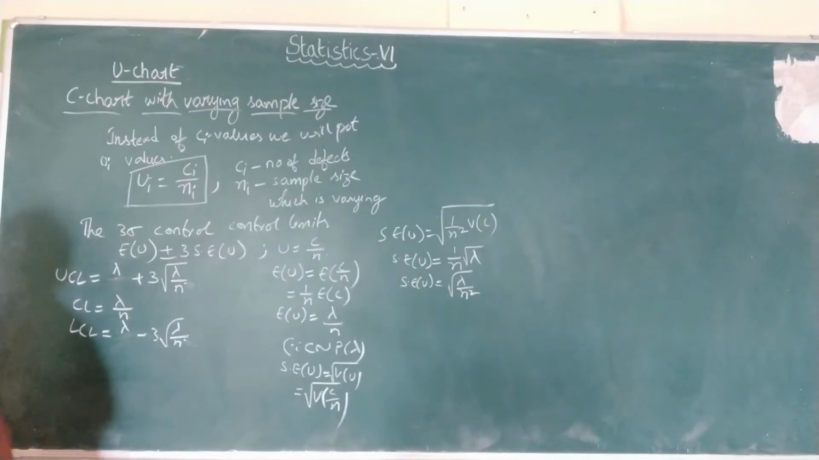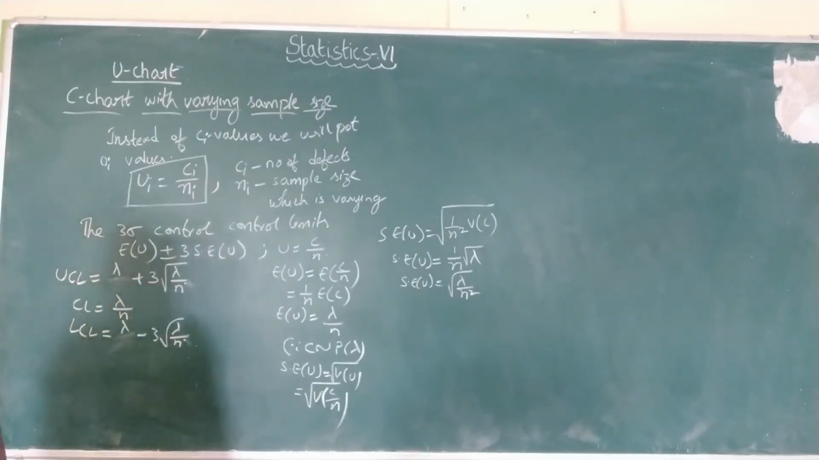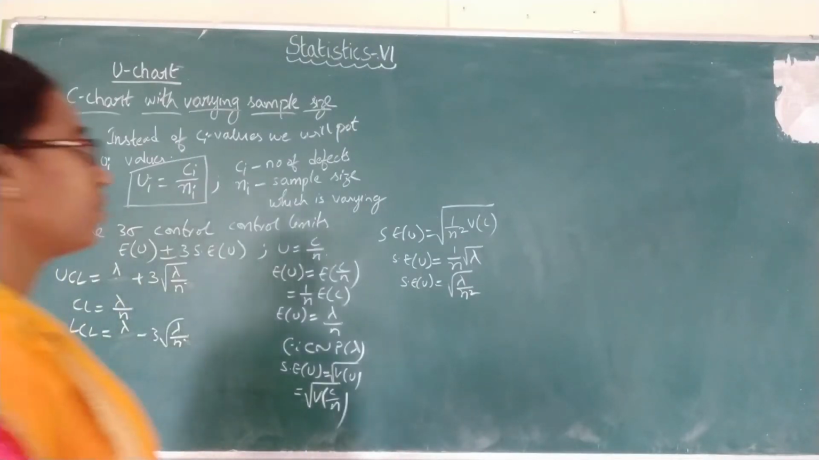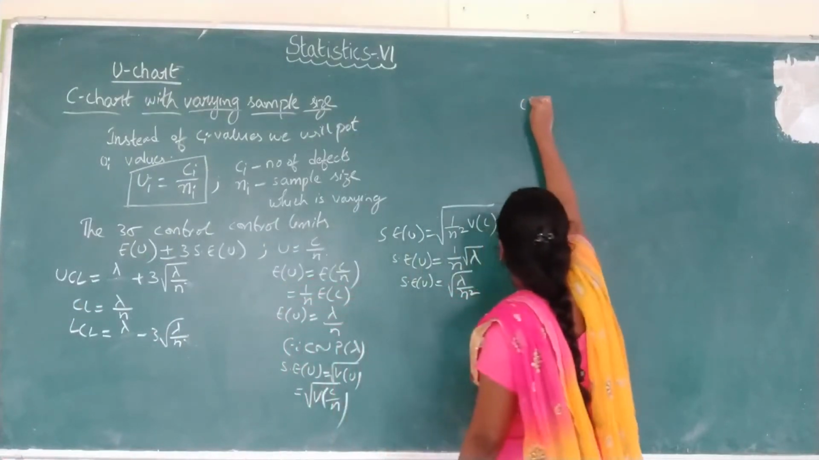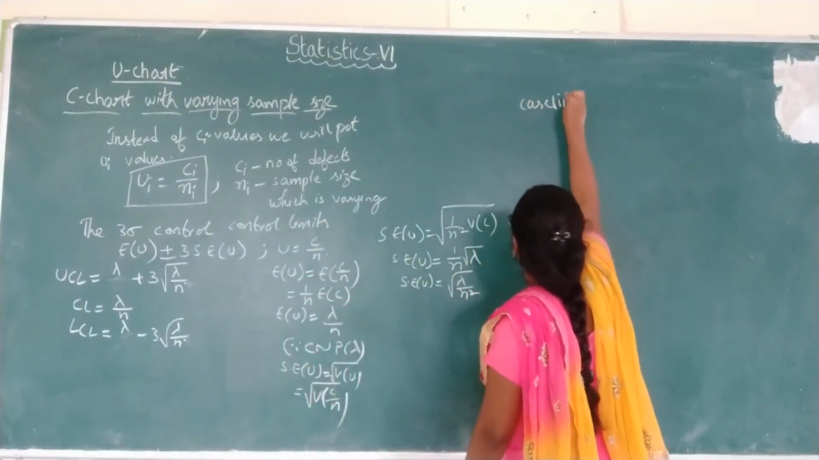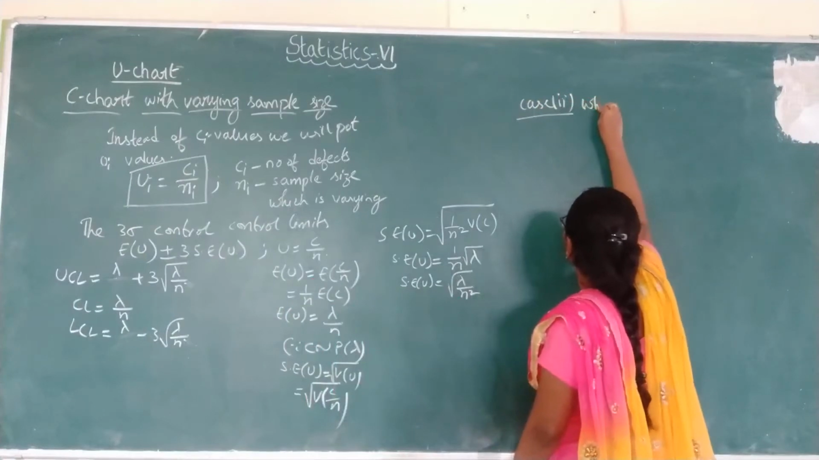Now these are the control limits for the first case. Now we will see the control limits for case 2. So what is case 2? When the standards are unknown.